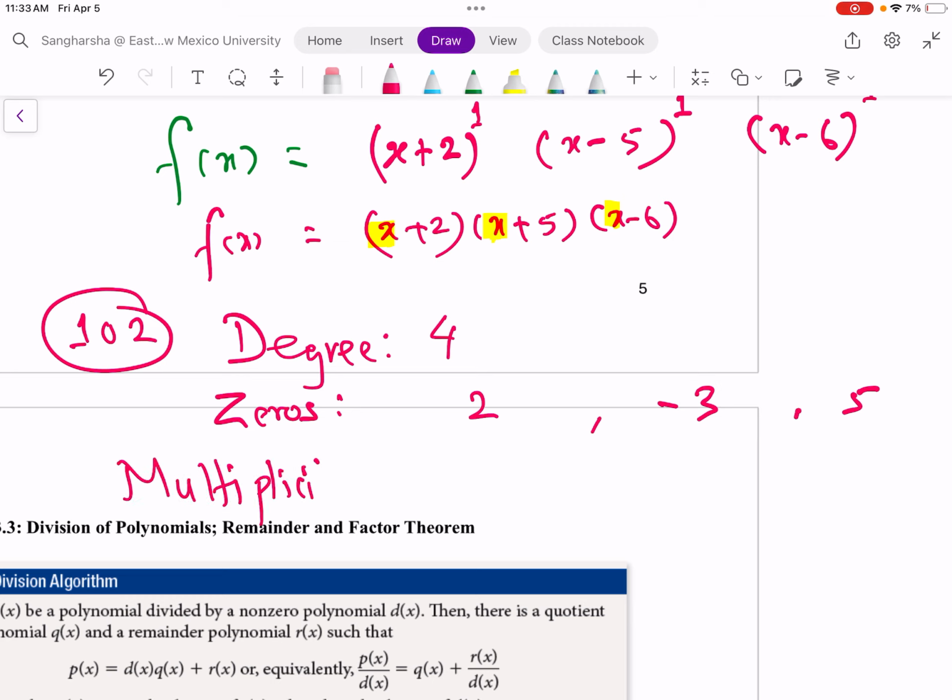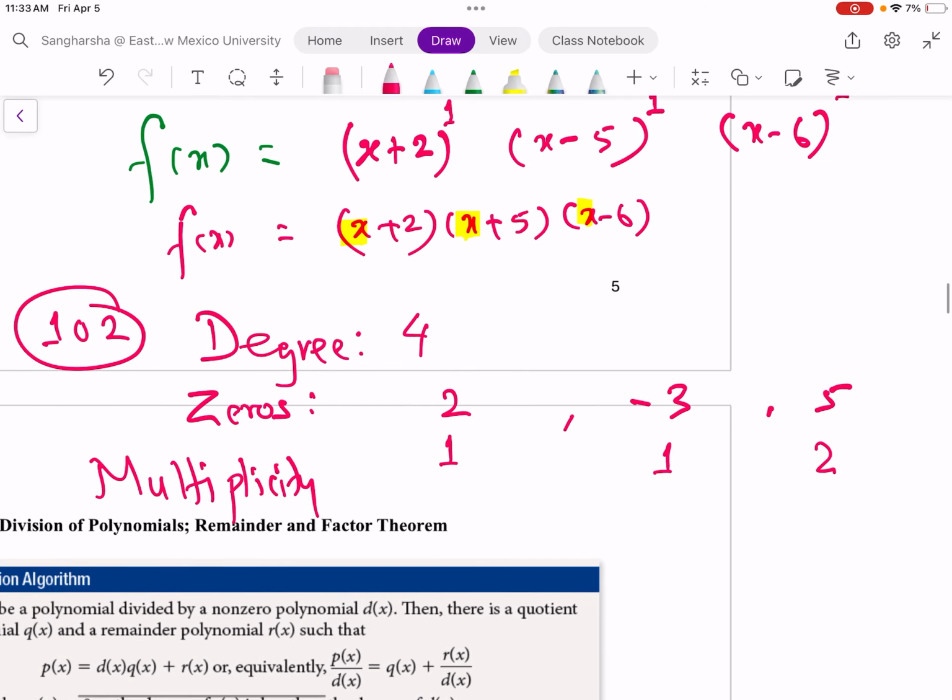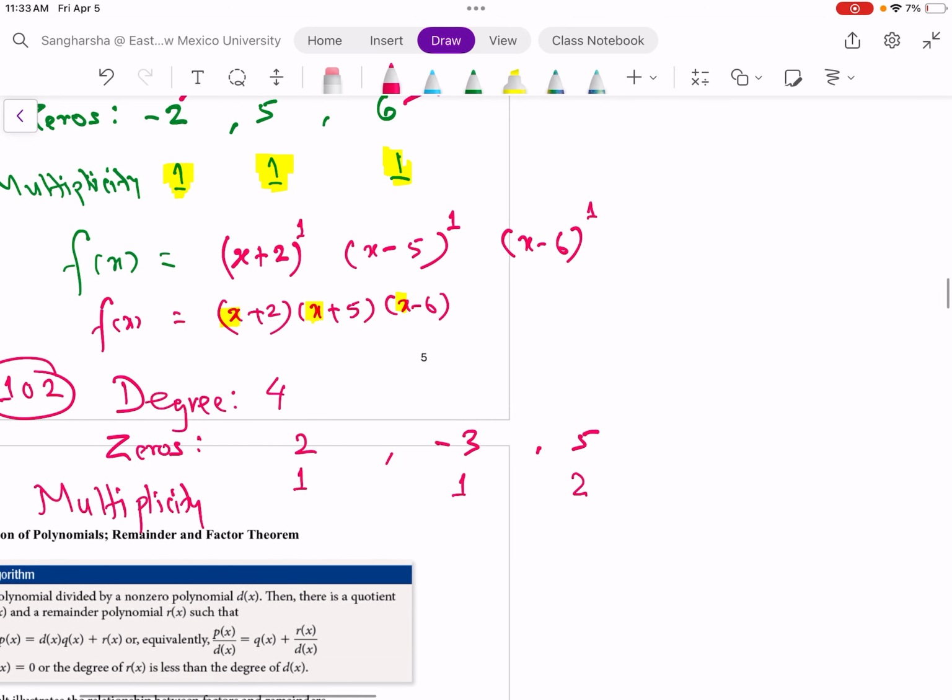For 2, the multiplicity is 1. For -3, multiplicity is 1. For 5, multiplicity is 2. Now we need to make a function. We need to find the function here. Now what do we do? We take each 0 and find the corresponding factor.